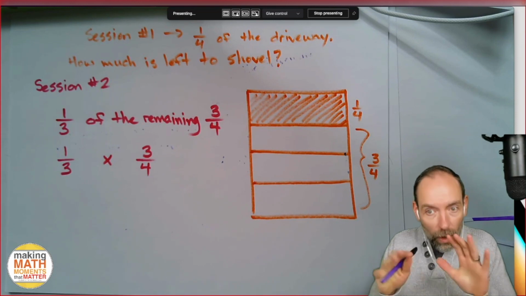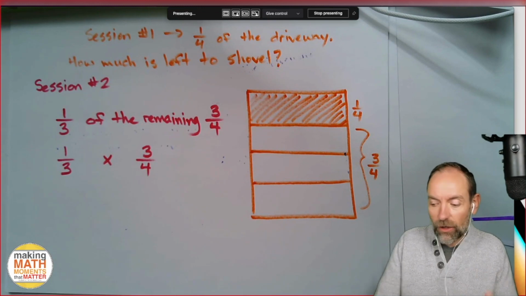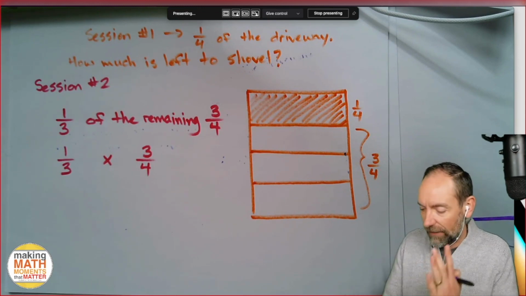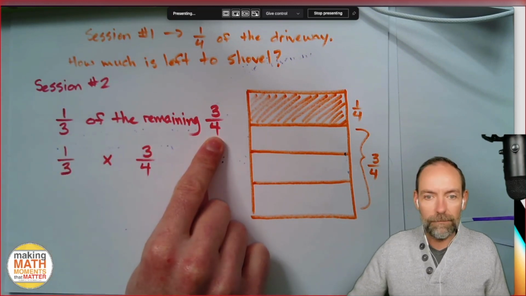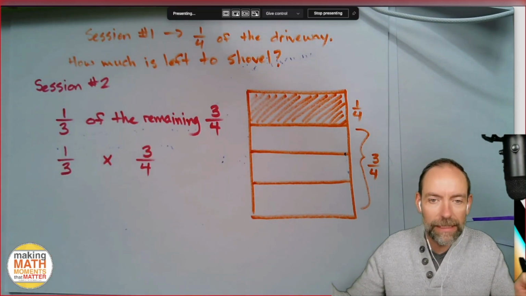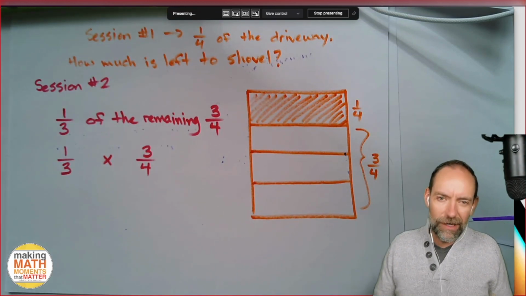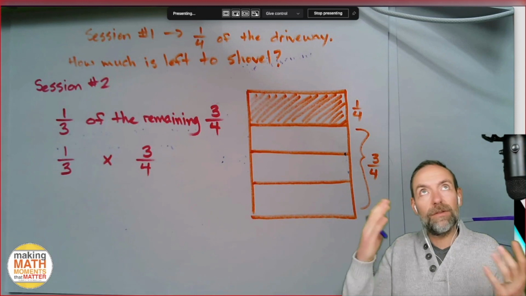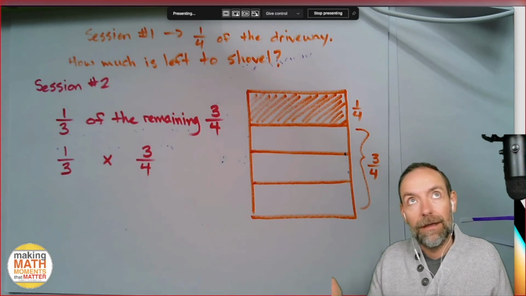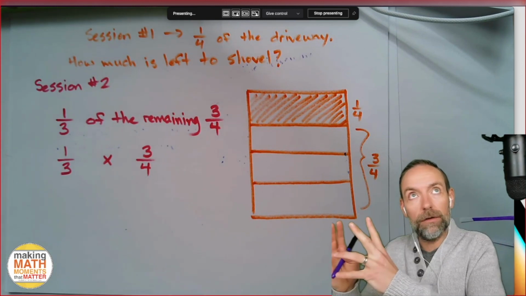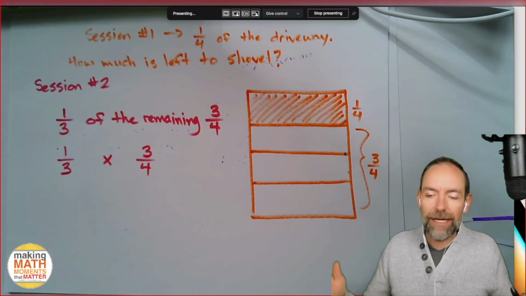Now, one way I could describe it to you is that during session 2, I know exactly how much of the driveway I cleared, because it was 1/3 of the remaining 3/4. That's the answer. It really is. But I'm wondering if there's an easier way for someone so they don't have to visualize in their mind what's 3/4 of the driveway and then what's 1/3 of that. I want to know what that chunk is relative to the whole driveway. Then we can talk about how much of the entire driveway we've shoveled.